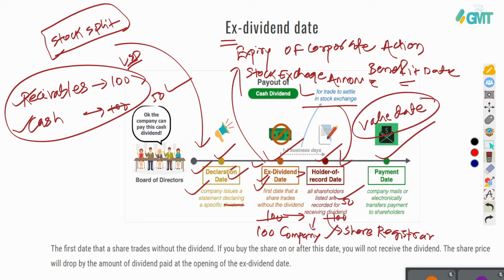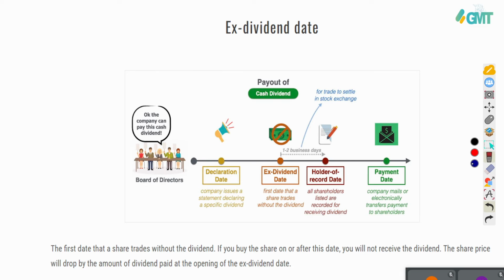So can you tell me what is the difference between value date and payment date? Anyone? Value date is the date on which the actual payment is made, and payment date is the date on which payment is announced. Payment date, you can call it a payment processing date, okay? Only the announcement of payment is made, but on the value date the payment will actually be processed on that date. Payment processing date. And value date means it's the actual payment date.